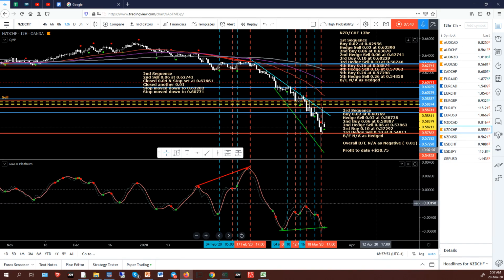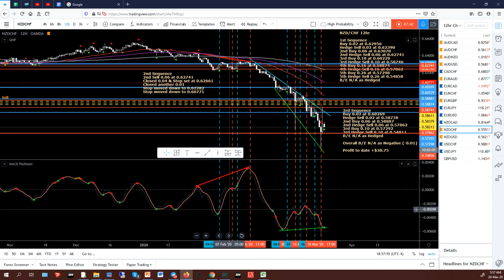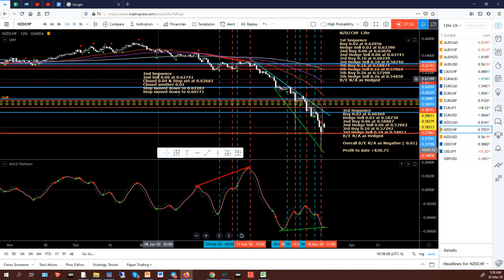New Zealand Swiss franc. Now, this one's a little bit messy. There's a lot happening on this chart. Don't get stressed. And I've sort of tried to tidy it up. It's getting a bit cluttered looking. So I'm basically in three sequences. So one sequence, all the notes are here. The second sequence is this sell here, and it's got a stop in place. So I've just sort of pushed it away. I'm not adding to this one. I could probably move the stop down a lot lower, but I'm not worrying about it.